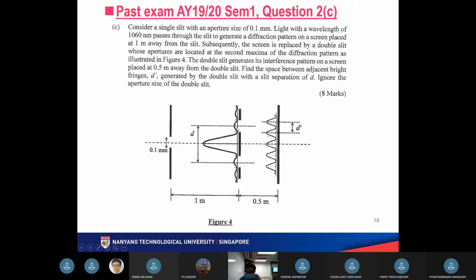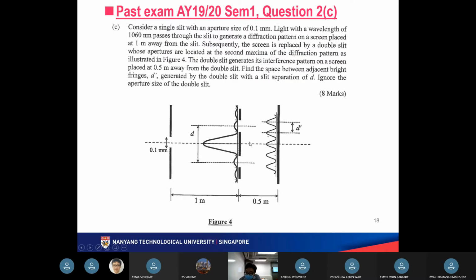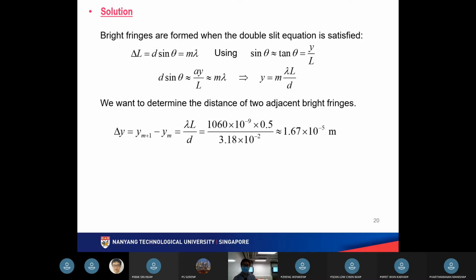The center's y coordinate is just y1 plus y2 divided by 2, right? y1 plus y2 divided by 2 is the y coordinate from the center to this dashed line. Of course, d is just twice of this distance, which means my d is actually y1 plus y2, which is about 3.18 centimeter. So as I said, the final d prime is delta y.